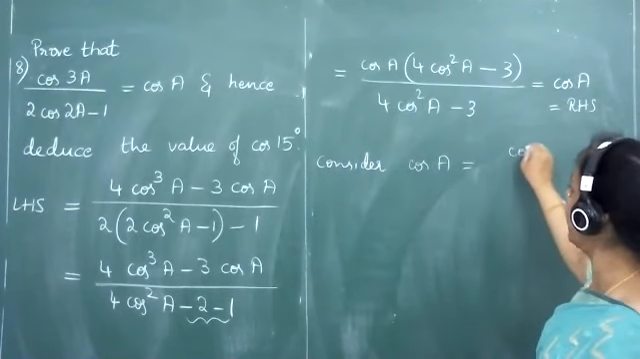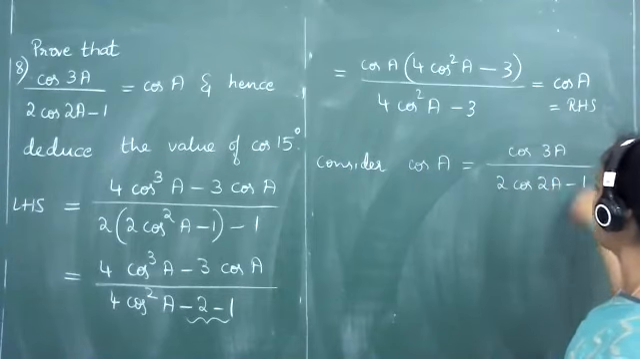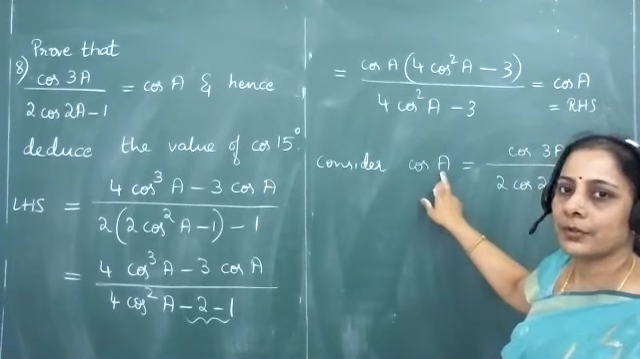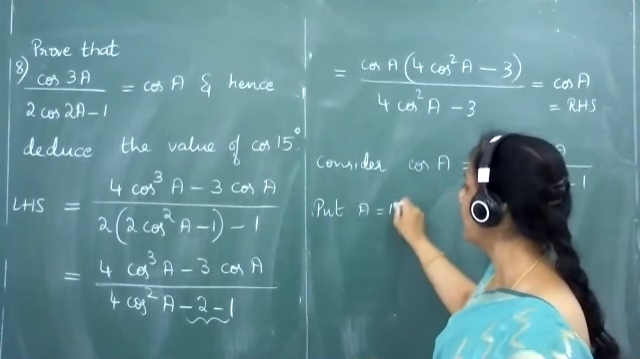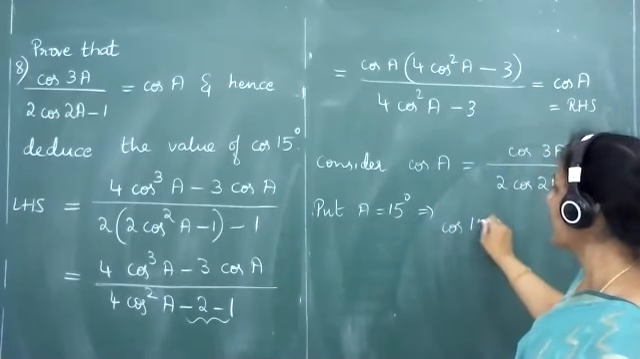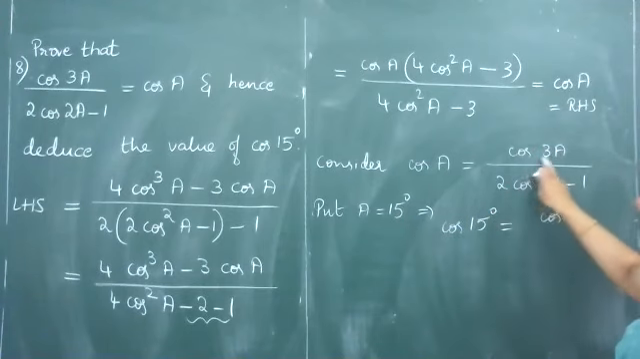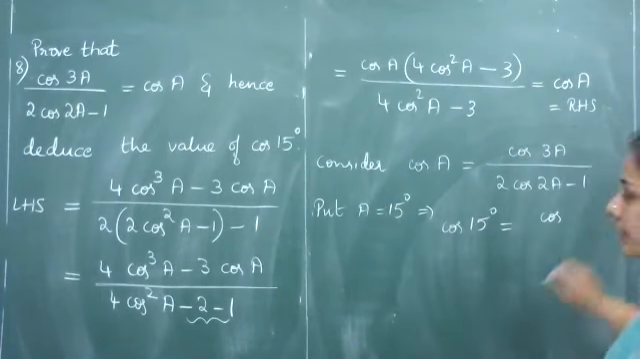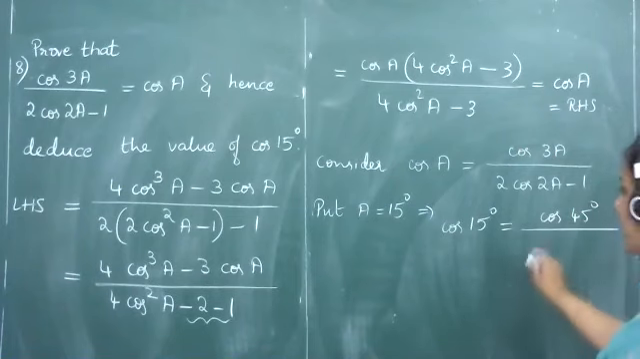Consider cos A as equal to cos 3A whole divided by 2 cos 2A minus 1. If I want cos 15 degrees, then obviously I will have to substitute angle A equal to 15 degrees. So we shall put A equal to 15 degrees in the above equation, which implies cos 15 degrees is equal to cos. When A equals 15 degrees, angle 3A will become 3 into 15 degrees, which is 45 degrees. So in the numerator we will take cos 45 degrees.